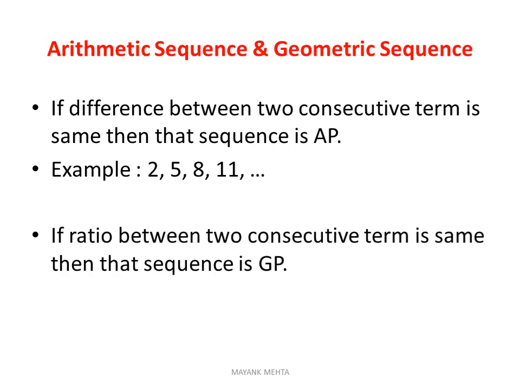And geometric sequence, if the ratio between two consecutive terms is the same, then the sequence is GP. For example, 2, 6, 18, 54. 2 3s are 6, 6 3s are 18, 18 3s are 54. That means 6 divided by 2 is also 3 and 18 divided by 6 is also 3. So this is the basic difference between AP and GP.